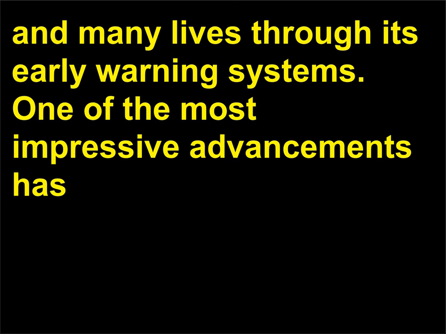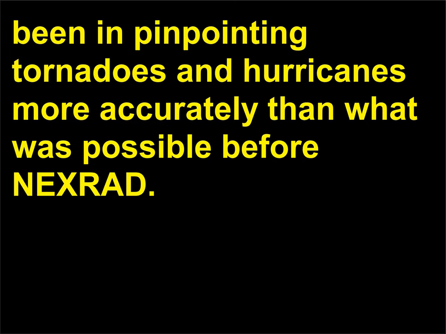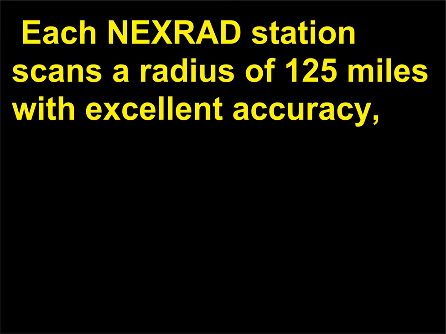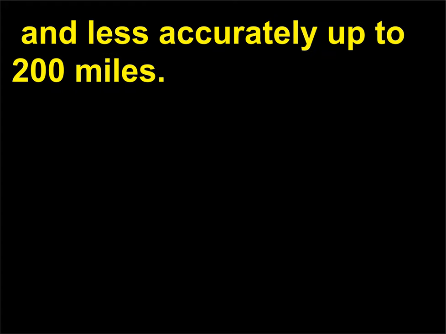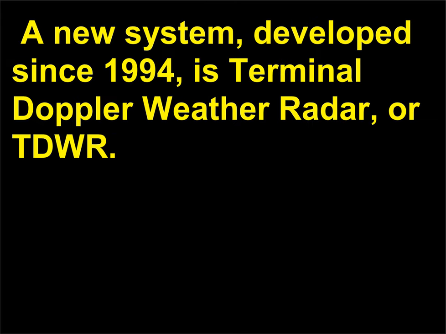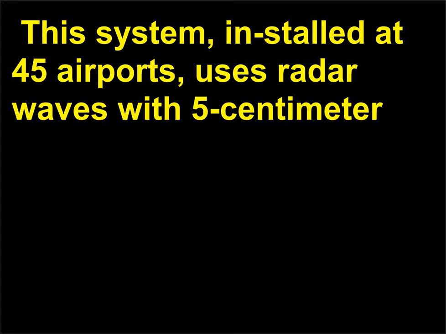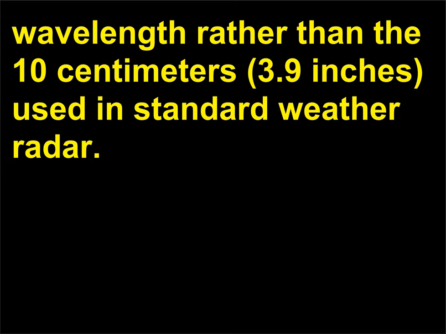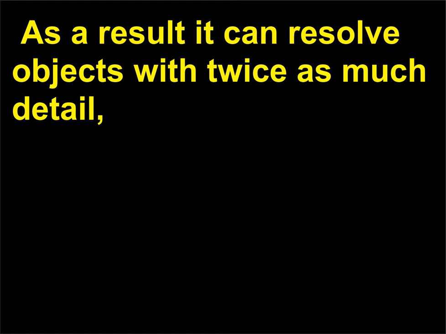One of the most impressive advancements has been in pinpointing tornadoes and hurricanes more accurately than what was possible before NEXRAD. Each NEXRAD station scans a radius of 125 miles with excellent accuracy and less accurately up to 200 miles. A new system, developed since 1994, is Terminal Doppler Weather Radar, or TDWR. This system, installed at 45 airports, uses radar waves with 5 cm wavelength rather than the 10 cm, 3.9 inches, used in standard weather radar. As a result, it can resolve objects with twice as much detail, permitting it to detect wind shear and microbursts.